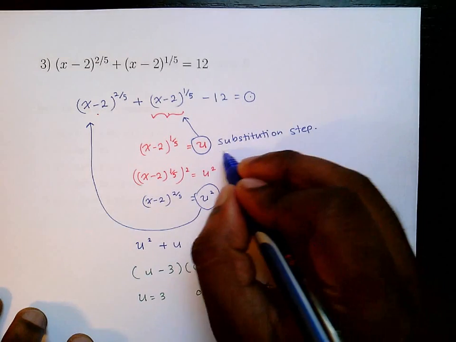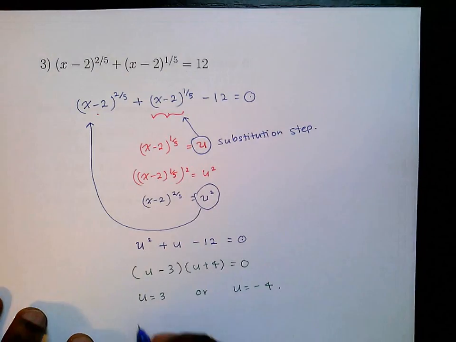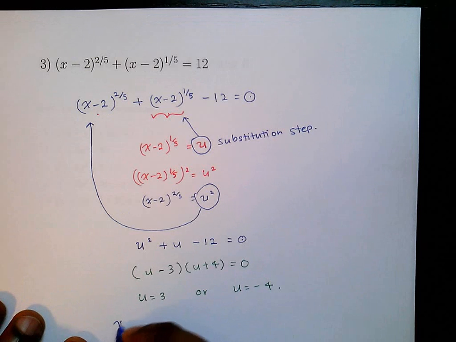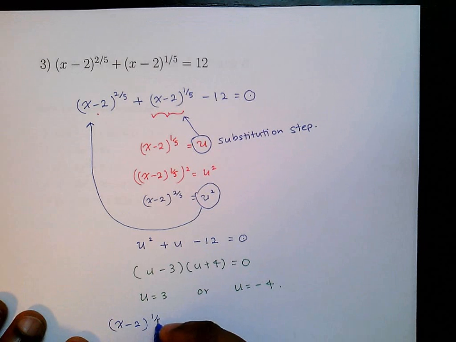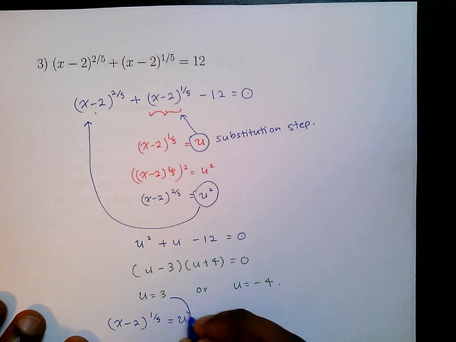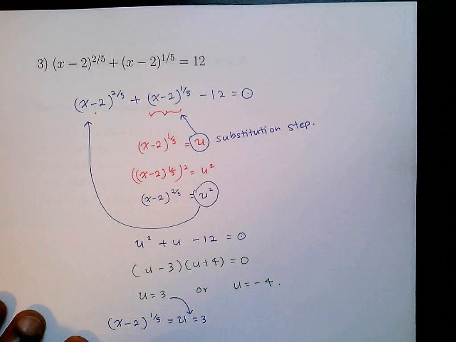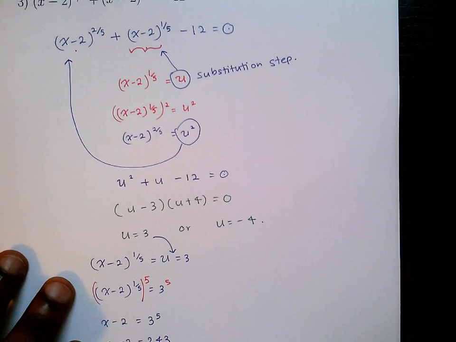Now go to the original substitution step. The substitution step is x minus 2 to the power 1/5 is equal to u, and then u equals 3. In this case, you get x minus 2 to the power 1/5 is equal to 3. Raise both sides to the 5th power. So you get x minus 2 is equal to 3 to the 5, x minus 2 is equal to 243. So x is 245. Again, you raised it to an odd power, so therefore no need to check.